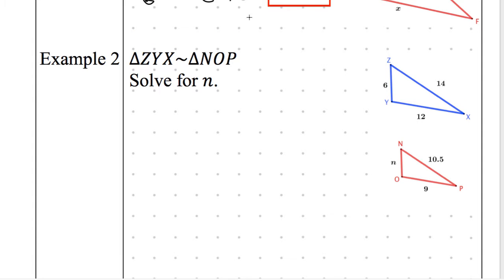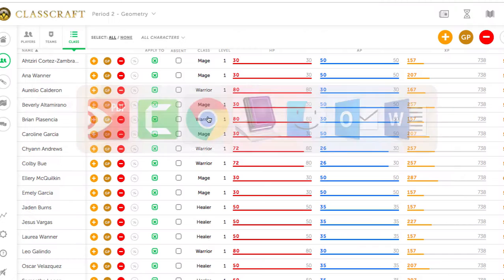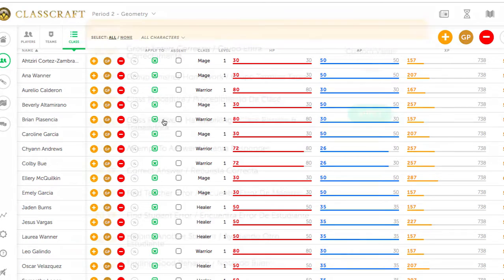All right, so we are solving this after coming back. The ratios, who wants to give their card in, get some XP? What were the ratios that you set up? Brian, go for it. N divided by 6 is equal to, what was your other ratio? 10.5 divided by 14. Perfect. Okay, Brian, you can turn in your card. Thank you for participating.